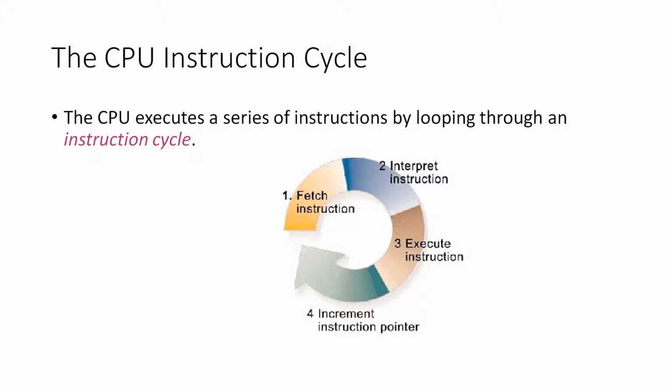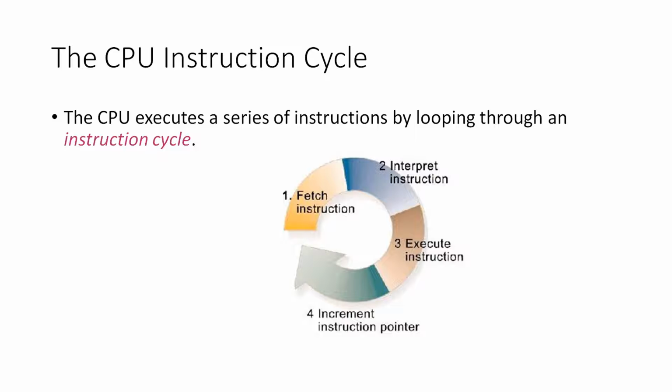Okay, basically we have the CPU instruction cycle. How the CPU works: the CPU executes a series of instructions by looping through an instruction cycle. The very first step is called fetch instruction. When the computer's processor fetches the instruction that we have provided, it is then going to interpret the instruction. Interpreting means it is going to convert it into its own language to understand it. Then, third step, it is going to execute the instruction, and the fourth one is increment instruction pointer.